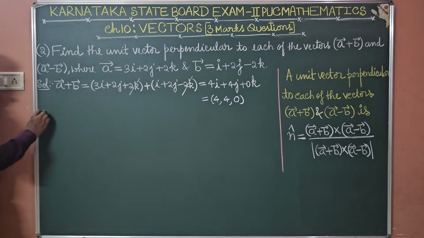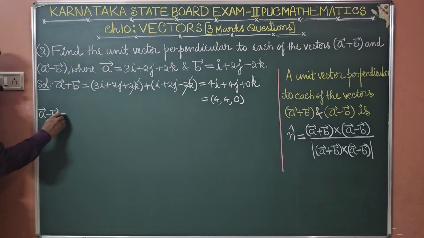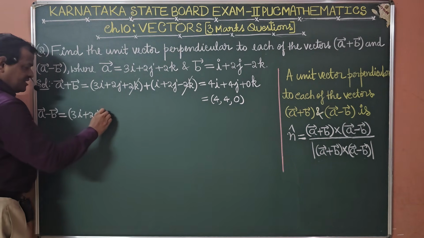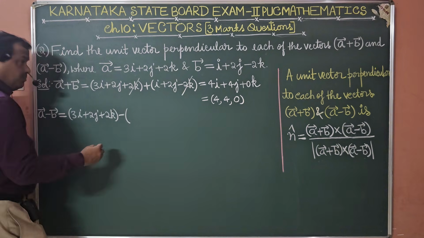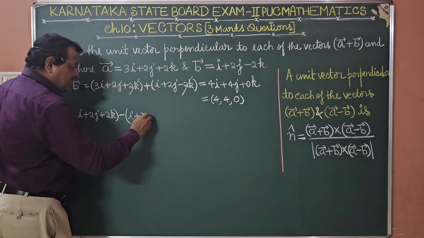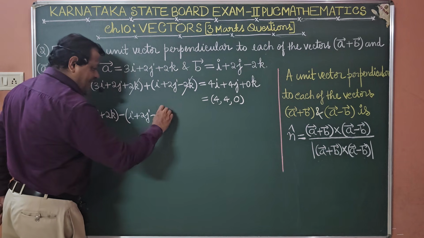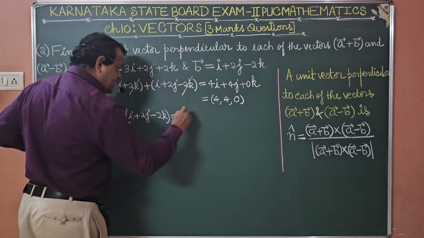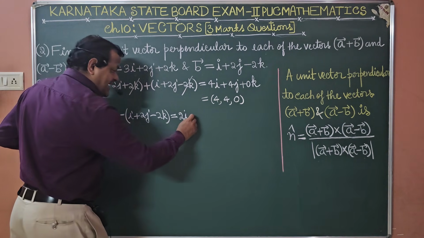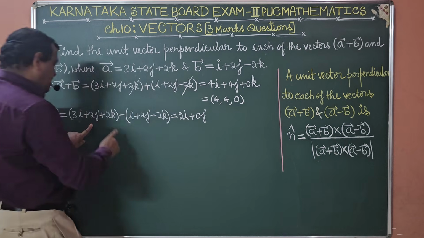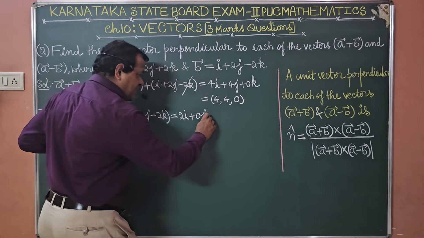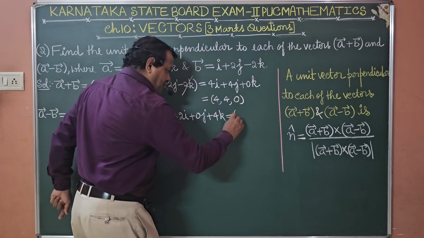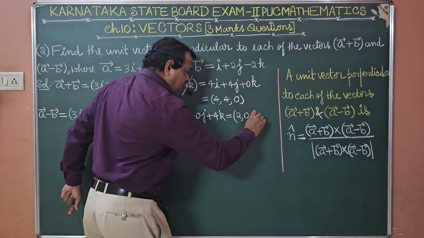On the other hand, I will find A vector minus B vector. So A vector is 3i plus 2j plus 2k. This minus B vector, i plus 2j minus 2k. One can easily subtract here itself. 3i minus 1i, so 2i. 2j minus 2j gets cancelled, so 0 times j. 2k minus into minus plus 2k, so it is 4 times k. Yes, therefore this is the ordered triplet 2, 0, 4.